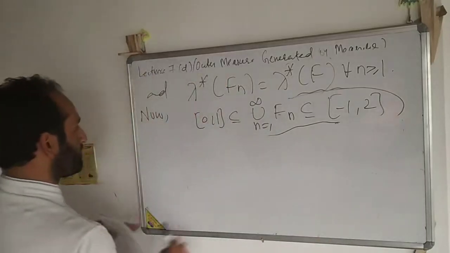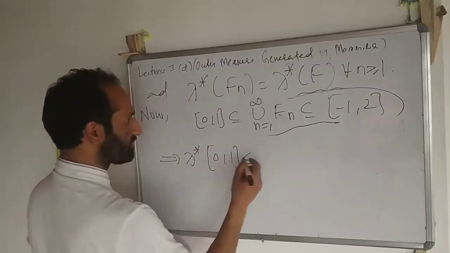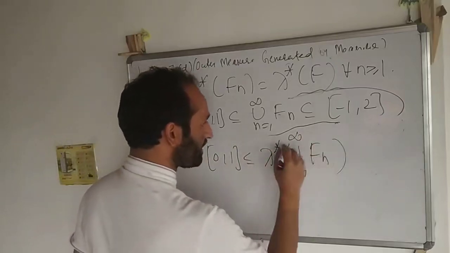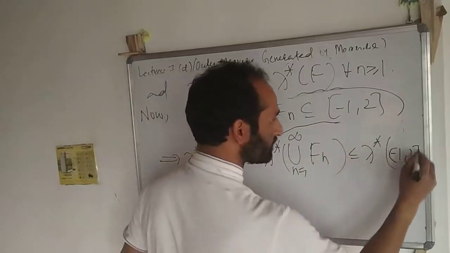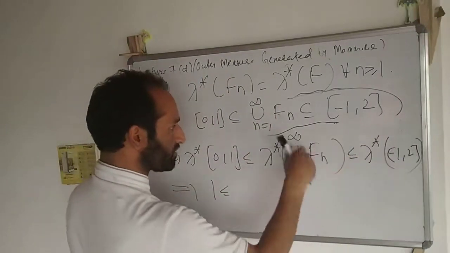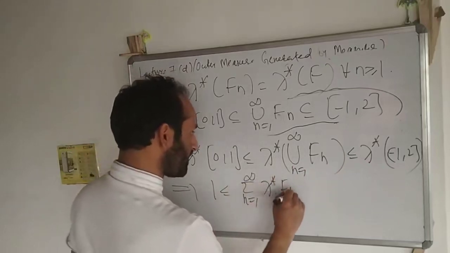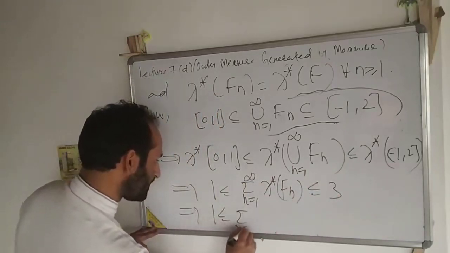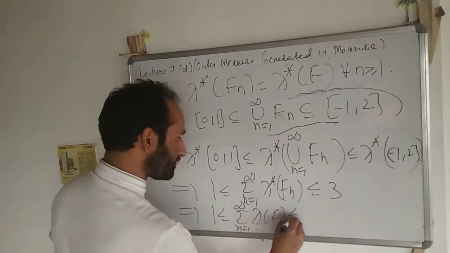So now let's apply the Lebesgue outer measure on both sides. The Lebesgue outer measure of [0,1] is less or equal to the Lebesgue outer measure of the union, n runs from 1 to infinity, of Fn, and Fn is measurable. It's less or equal to the Lebesgue outer measure of [-1, 2]. So let's look at this. It's 1 less or equal to, and here apply the additive property because they are measurable and they are also disjoint. It is the summation, n runs from 1 to infinity, of the Lebesgue outer measure of Fn, that's less or equal to 3. So this means 1 is less or equal to the summation, n runs from 1 to infinity, of the Lebesgue measure of Fn, which is the same as the Lebesgue measure of F, and it's less or equal to 3.